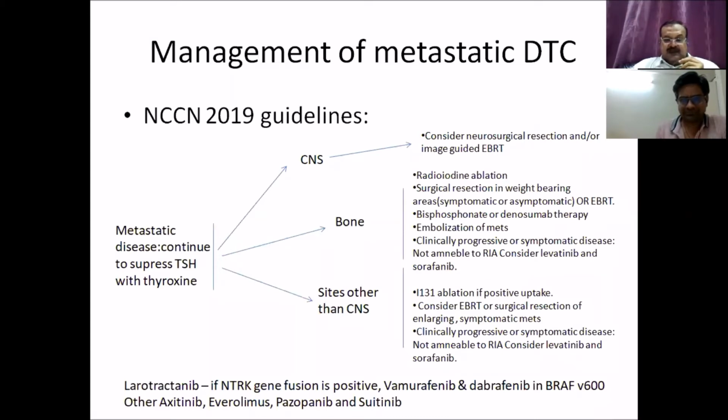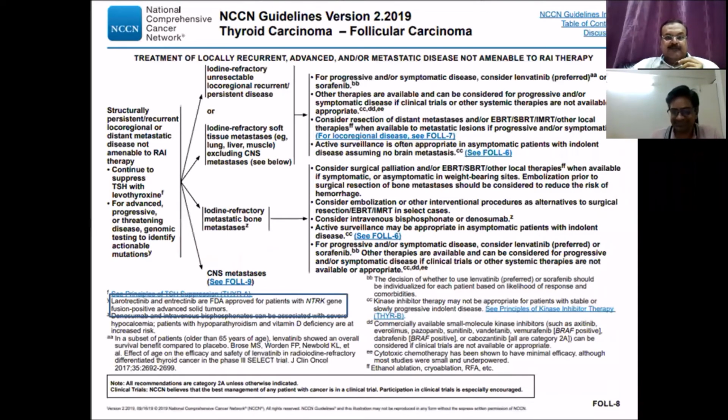Vemurafenib is there, and dabrafenib is there if BRAF V600 mutation is positive. Other drugs which are used are axitinib, everolimus, pazopanib and sunitinib. So there are a lot of options for metastatic tumors currently. This is very busy, you can go and check.